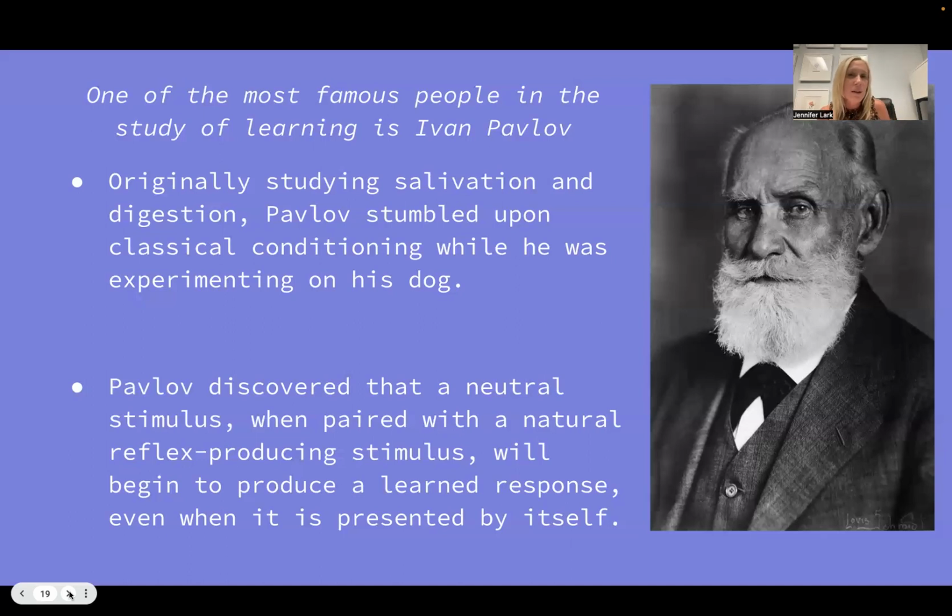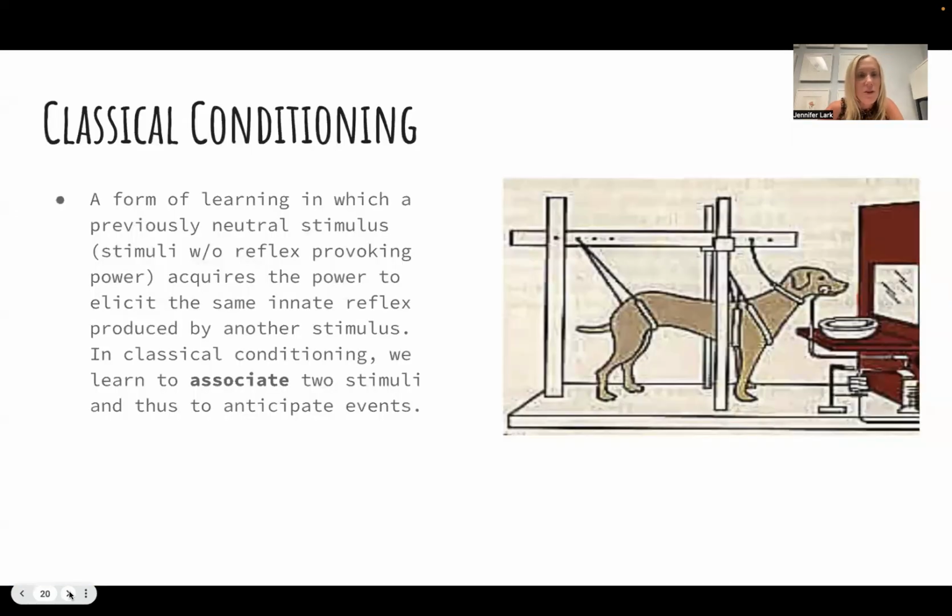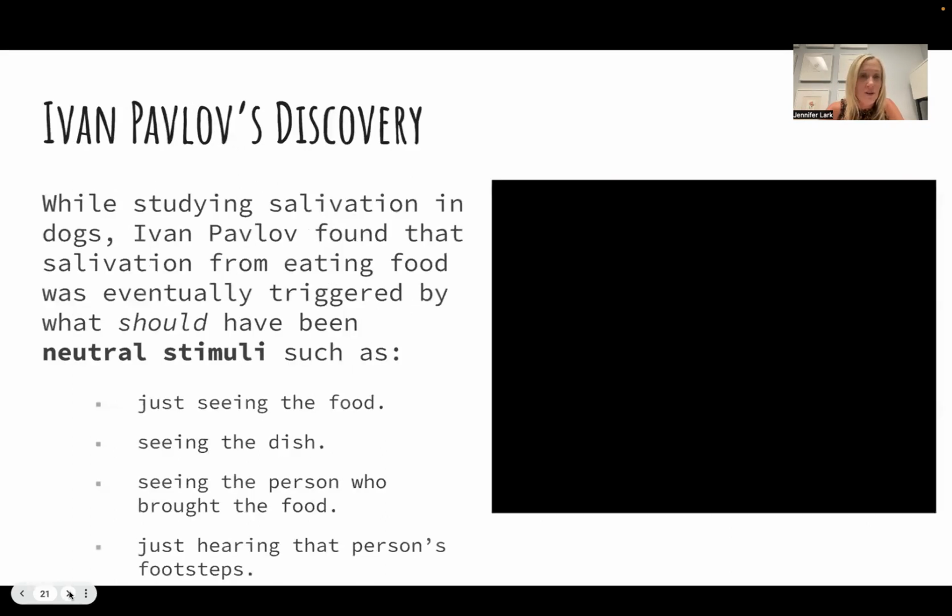So let's unpack what that looks like, because as I mentioned, these same principles influence our phobias and taste aversions and other types of learned behaviors in you that you might not have thought about before. Classical conditioning is a form of learning in which a previously neutral stimulus, meaning it doesn't evoke a reflex in a learner, eventually acquires the power to elicit an innate reflex that's produced by another stimulus, because the learner learns to associate a relationship between both, and then their body anticipates future events. If that all sounds like a bunch of mumbo jumbo to you, let's unpack it a little bit by looking at some specific terms related to classical conditioning.